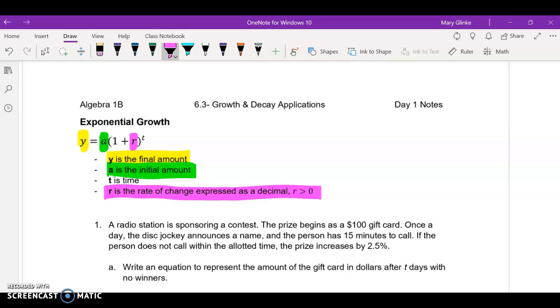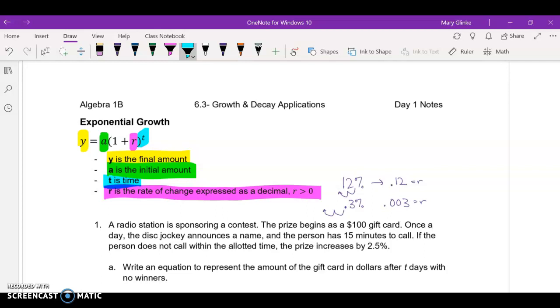You want to make sure that this one is going to be a decimal. So for instance, if it is 12% growth, you're going to move your decimal to the left 2 spots, and that would be 0.12 for your R. If you had something that was 0.3% growth, you would move your decimal over 2 spots, and so it would be 0.003 for your rate. And then the last one is your time. That's going to be your exponent.